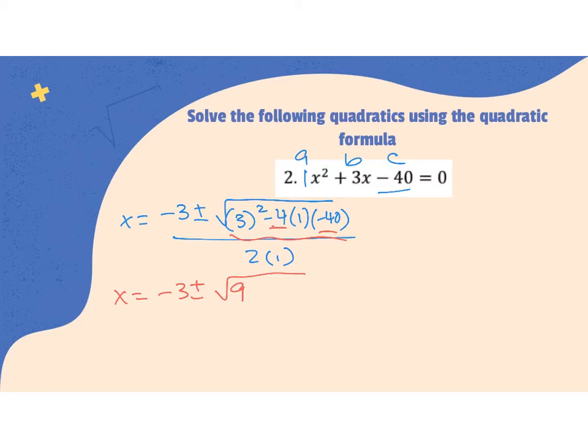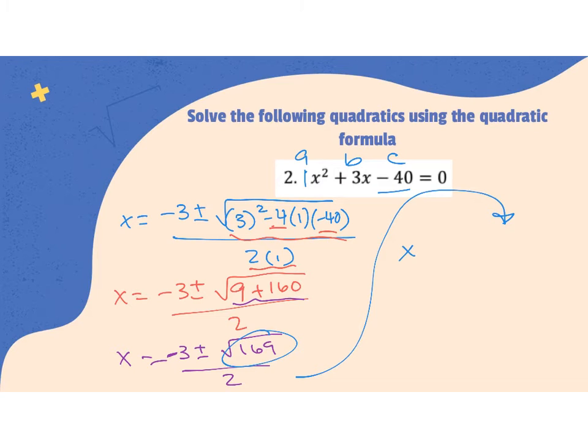You don't really need to multiply by the 1. That's not going to change anything. Negative 4 times negative 40 gives me positive 160. And in the bottom I have 2 times 1, which is just 2. This one I'm adding, so I should be okay. I have x equals the opposite of 3 plus or minus the square root of 169 divided by 2. Take the radical. The square root of 169 is 13. So the opposite of 3 plus or minus 13, all divided by 2.